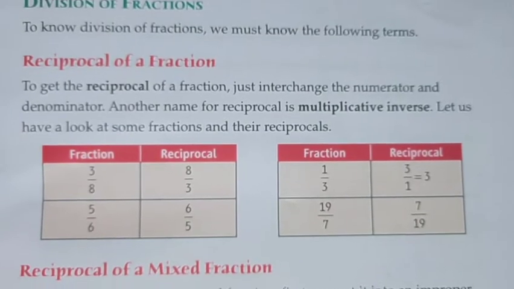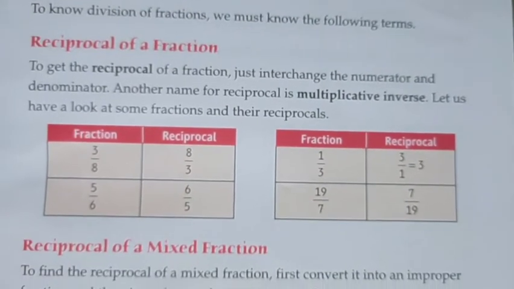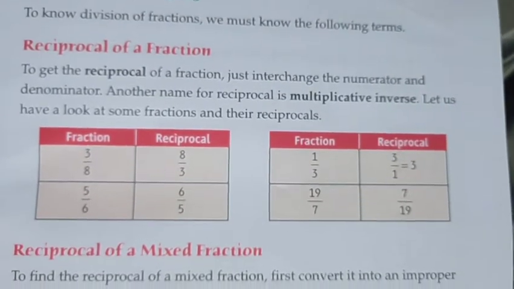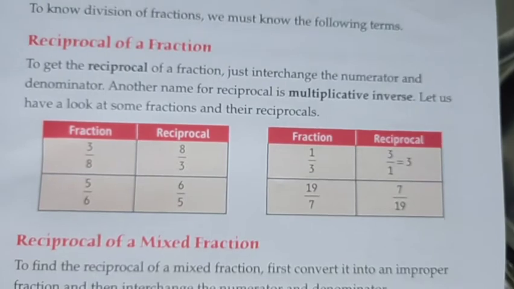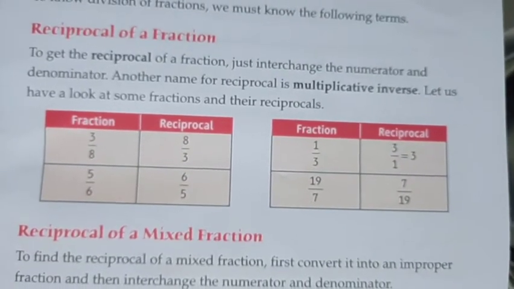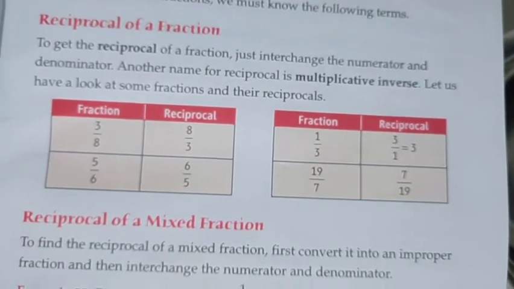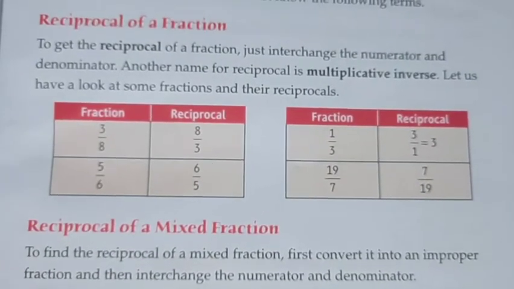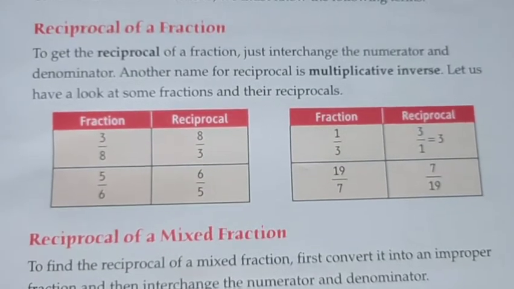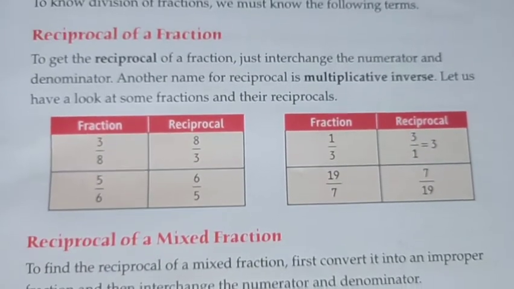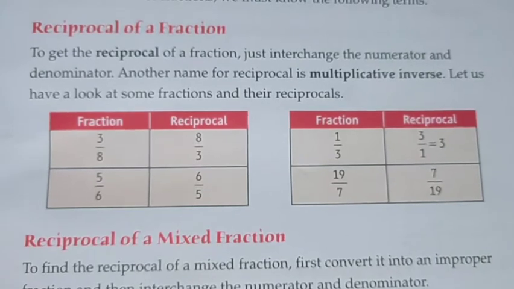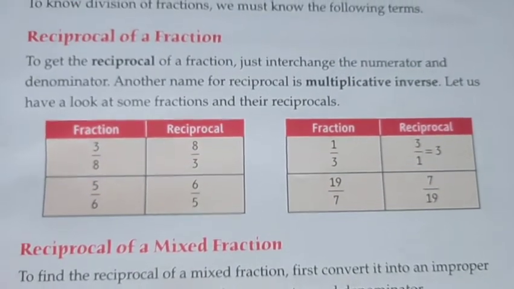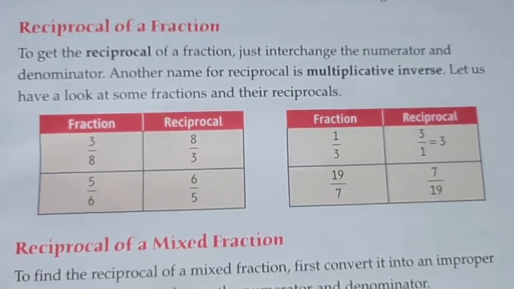Let us have a look at some fractions and their reciprocals. Fraction is 3 by 8. Numerator is 3 and denominator is 8. Reciprocal of 3 by 8 is 8 by 3. Just interchange the numerator to denominator and denominator to numerator. 5 by 6, reciprocal 6 by 5. 1 by 3, reciprocal of 1 by 3 is 3 by 1. 19 by 7, 7 by 19.